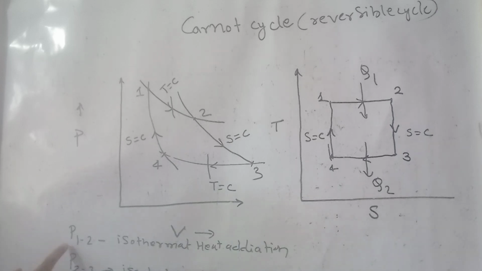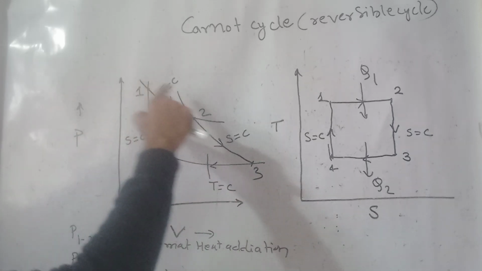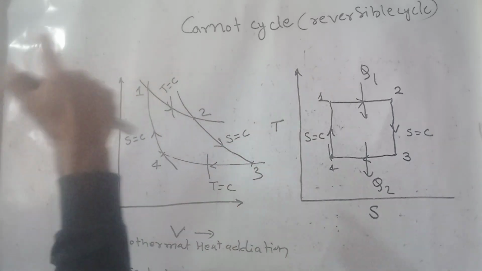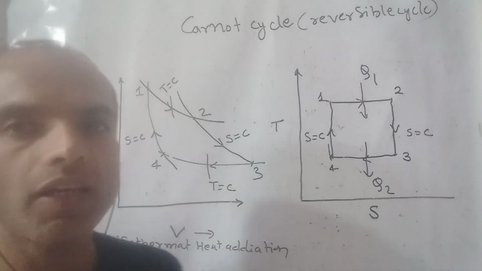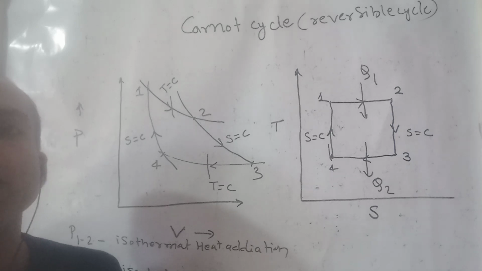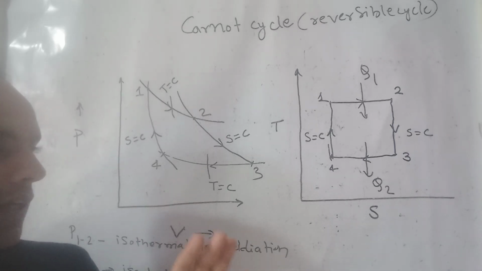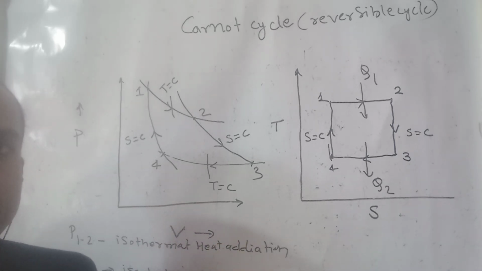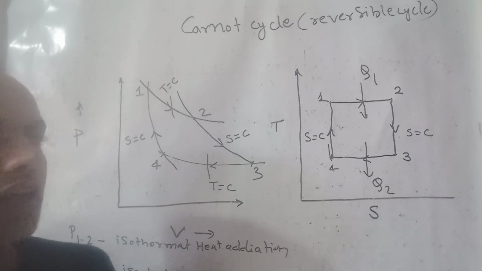So here 4 different processes make a Carnot cycle, which is a theoretical cycle, and it is completely a hypothetical cycle. That means it does not exist actually, but all the engines want to become the Carnot cycle, the reason being it has 100% efficiency.